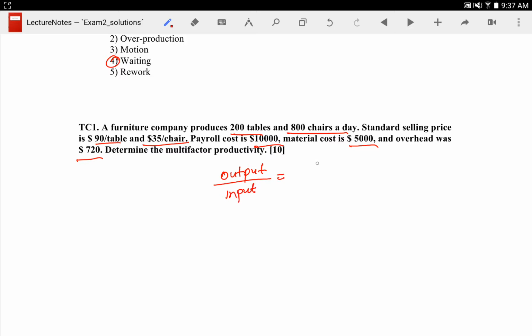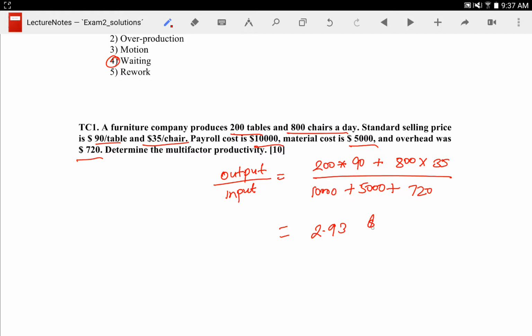So here the output is 200 tables times $90 plus 800 chairs times $35, divided by the input, which is $10,000 in payroll plus $5,000 in material cost plus $720 in overhead. This comes out to be about $2.93 per dollar. So for every dollar you spend, you get about 2.93 back. That's a pretty good deal.